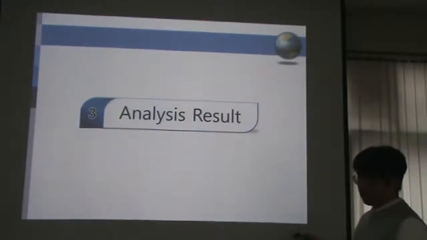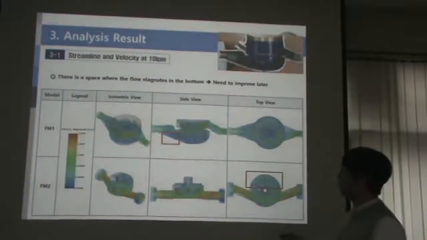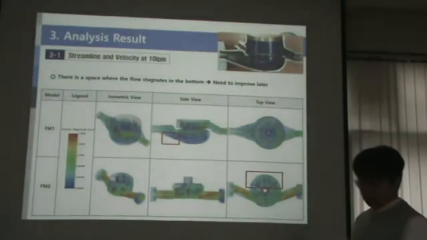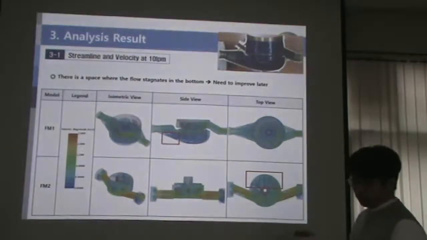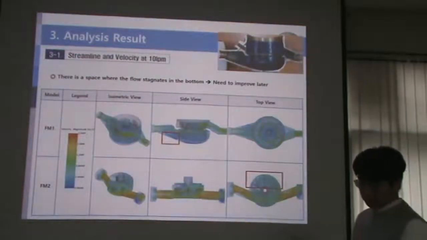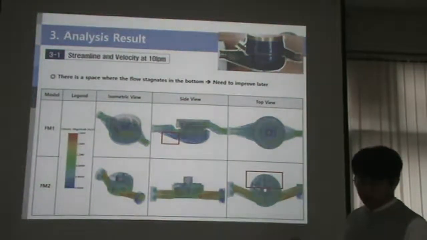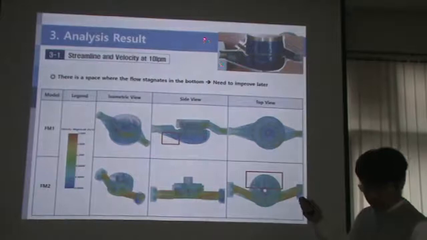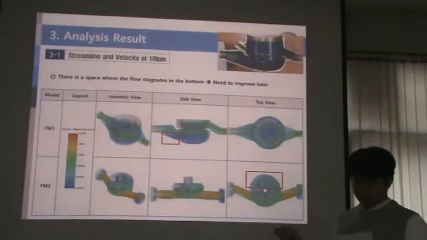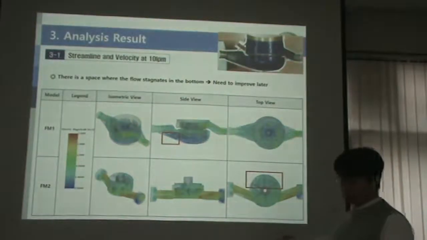Number 3, analysis result. The figure above shows the results of flow analysis inside the flow meter casing and around the blades when the inlet flow rate is 10 LPM.